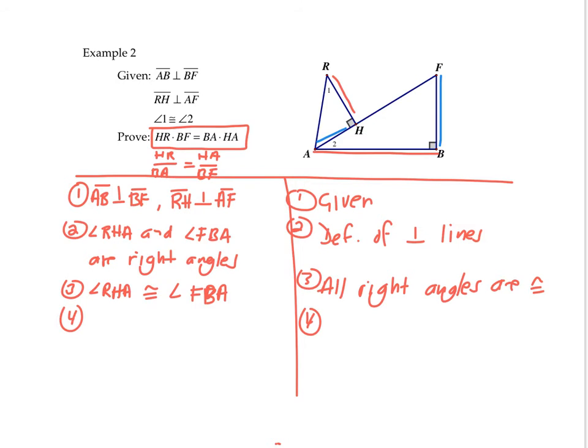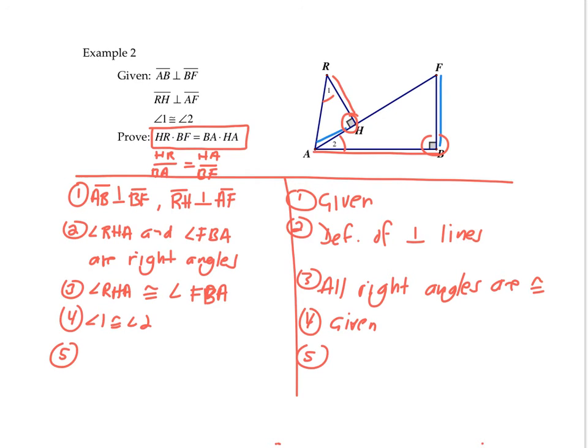In step 4, we're going to go ahead and say our other piece of given information: angle 1 is congruent to angle 2. And that was given to us. Technically, we could have included it in line 1, but you know how I like to set things up and separate out the given information. So here's angle 1 congruent to angle 2. Our right angles are congruent. We have similar triangles, so we can say that in step 5.